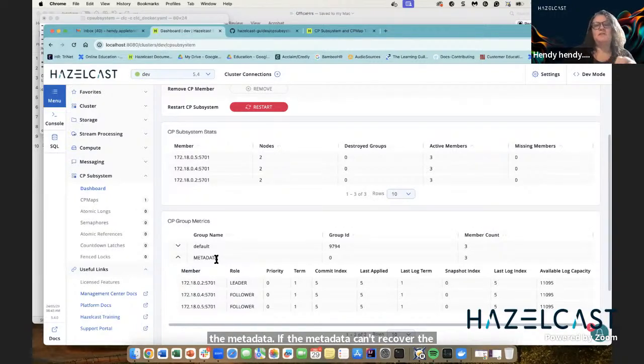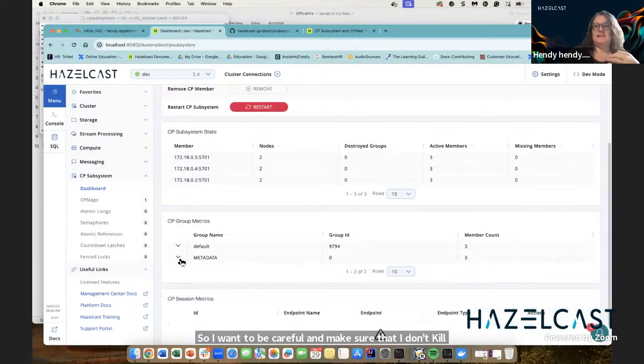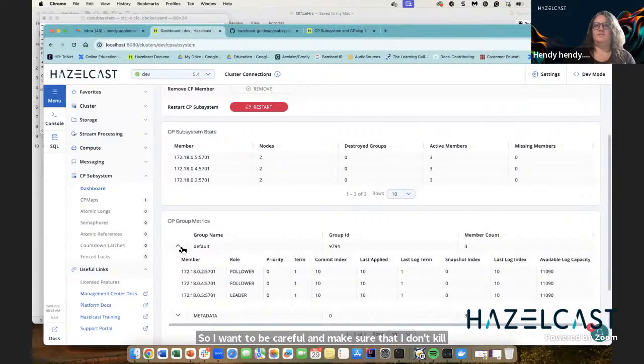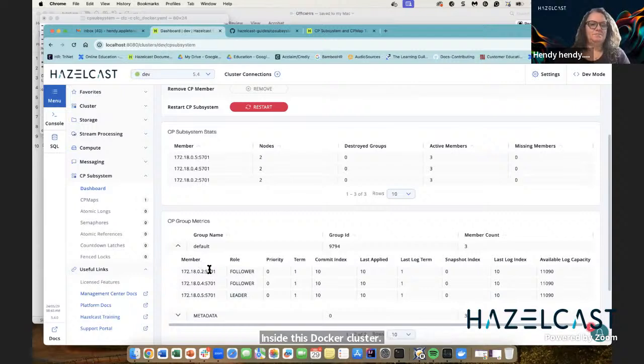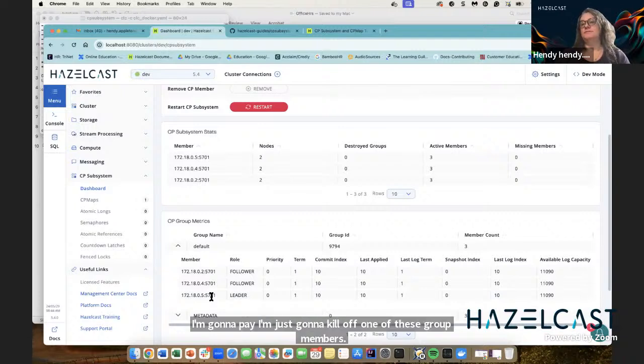So I want to be careful and make sure that I don't kill off the cluster to the extent that it can't recover itself. Again, in the real world, this is going to be less of a concern, but because of the way I'm doing things inside this Docker cluster, it's a little bit funky. I'm just going to kill off one of these group members. Let's go ahead and see what happens if we take out the leader.